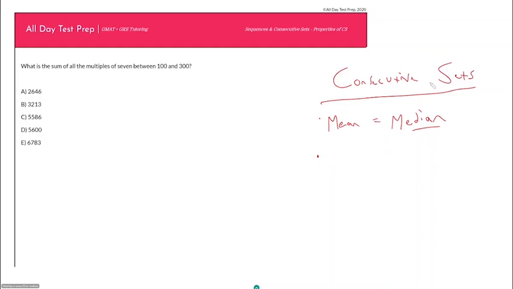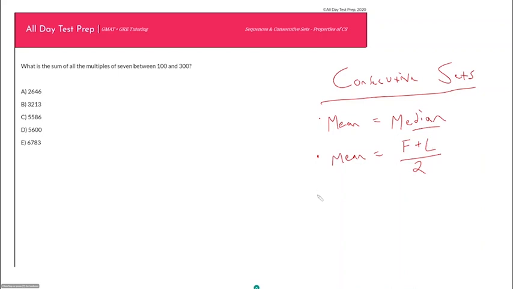What is our second property of consecutive sets? With consecutive sets, the mean is not only equal to the median, the mean is also equal to the first term plus the last term all over 2. So if I give you a really big set, oftentimes you wouldn't want to write out every single term and then have to find the middle term. It usually is easier to find the mean because you don't have to sum up all of those terms and then divide by 100 or something. You just have to do the first term plus the last term divided by 2.